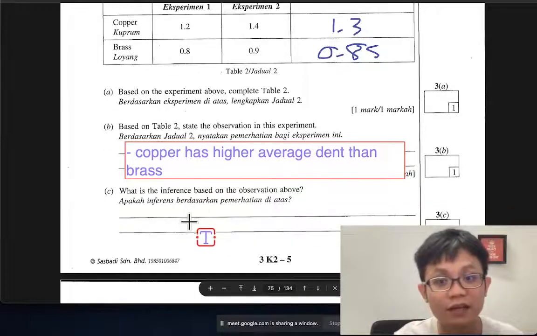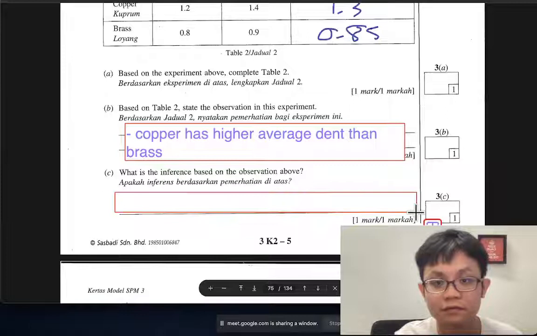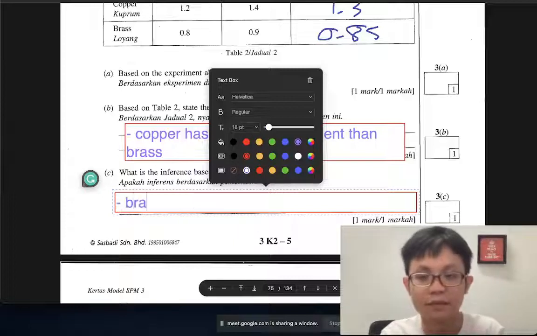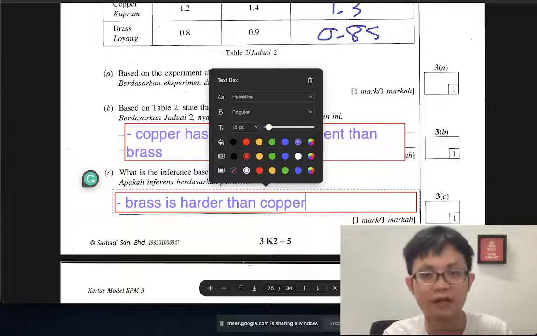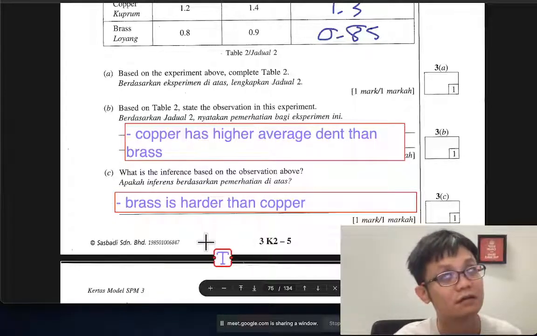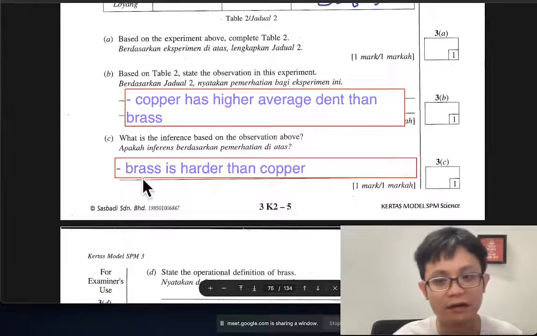What is the inference based on this experiment? Alloy is harder than pure metal. Okay, maybe we can say brass is harder than copper. You can say alloy, but this one is better, because when you say alloy, you need to know why it is called alloy.